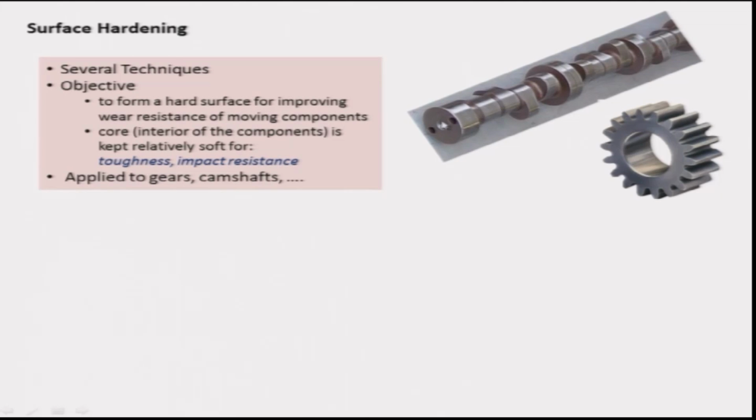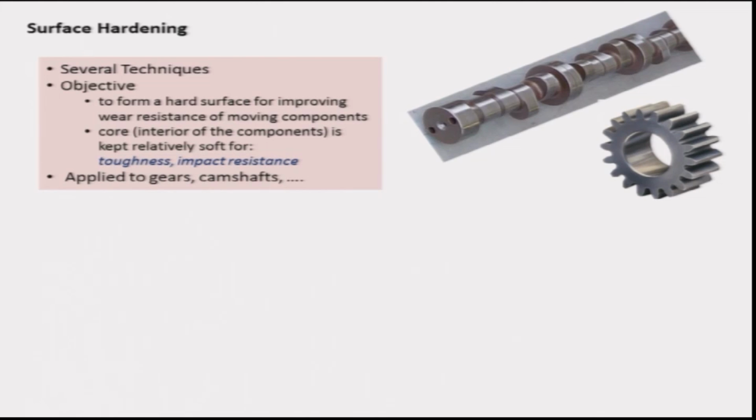This is a picture of a camshaft which is subjected to a lot of wear during its operation, because it is used in timing of the engine. And here is a gear in which there is a lot of wear that could take place. So, you want to harden the surface of the teeth of the gear, so that you can improve the life of the gear. Now, as I said, there are many ways of doing this.